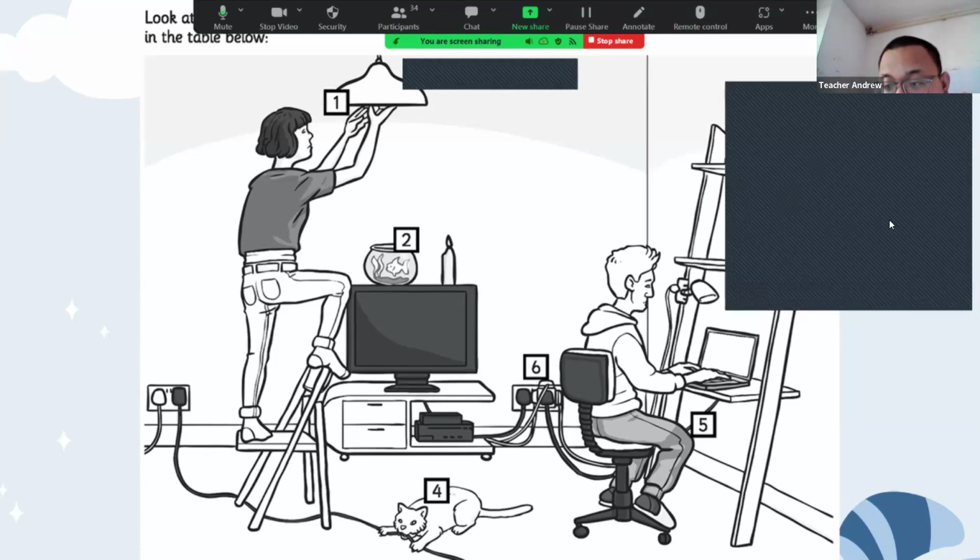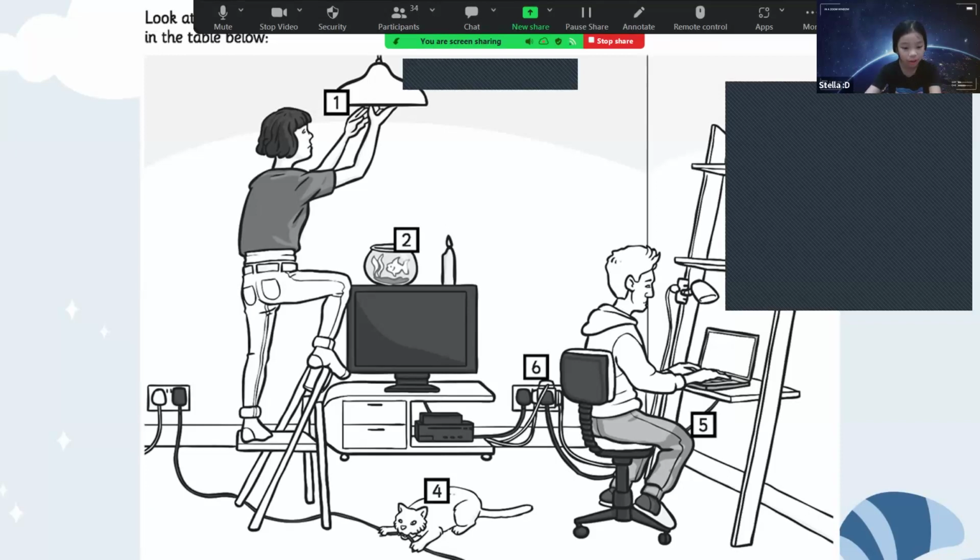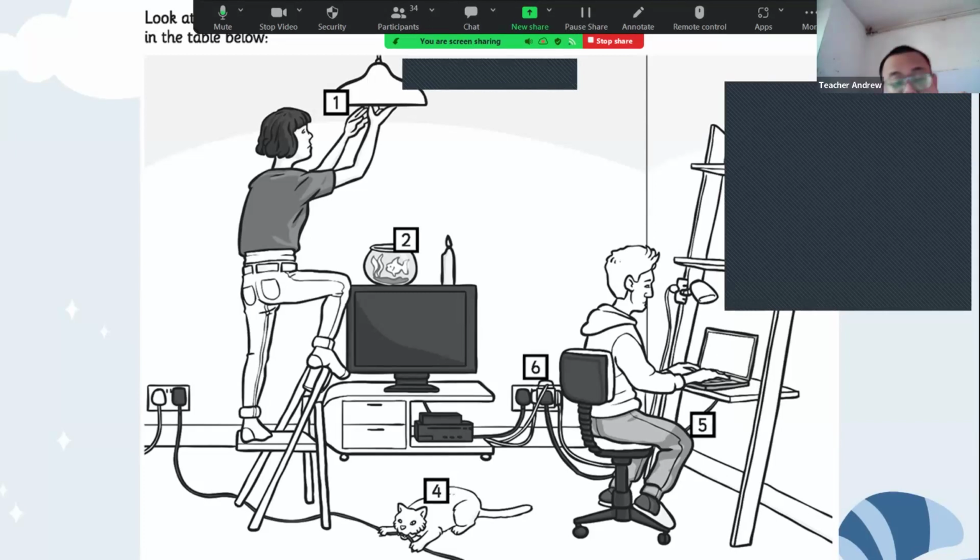Next up, yes, Stella, a very good morning to you. Hi, Teacher Andrew. I think that number 4 is also dangerous because the cat is chewing on the wire, which can probably make the wire cut off, and then the electricity lines come out, and that cat may get electrocuted. Yes, correct. So number 4 is dangerous because the cat is biting on a wire. And imagine that if you are using the wire, the plug is switched on, there's current flowing through, the cat might be barbecued. So it's very dangerous.